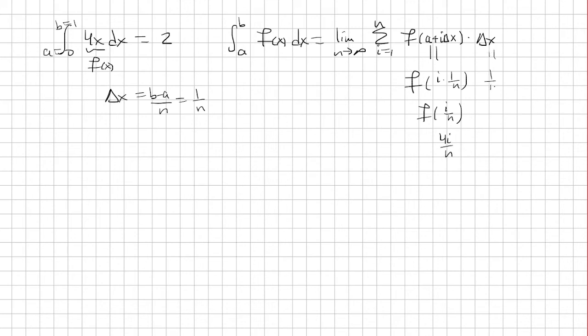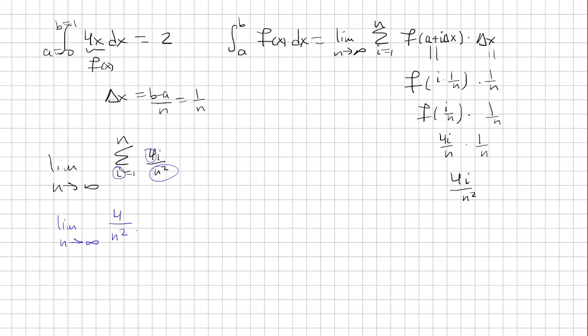This thing is 1 over n. So 4i over n times 1 over n becomes 4i over n squared. So now I could just take the limit of that thing. Well, first sum and then the limit. Because I have i here, I can factor out the n squared and the 4. So you factor it outside the sum, but you still have to keep it inside the limit.